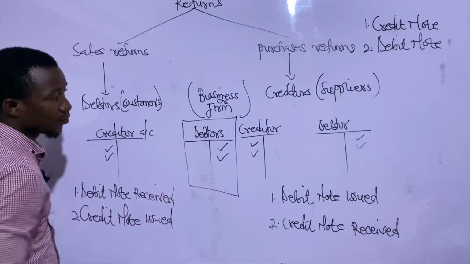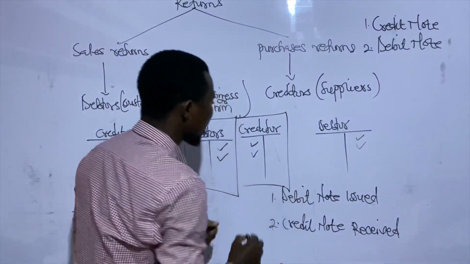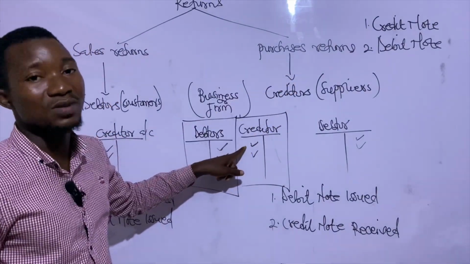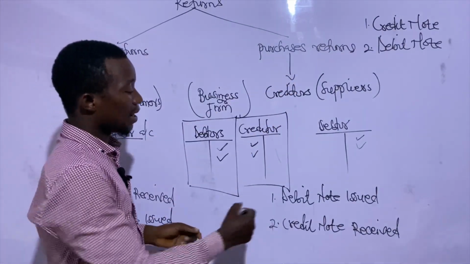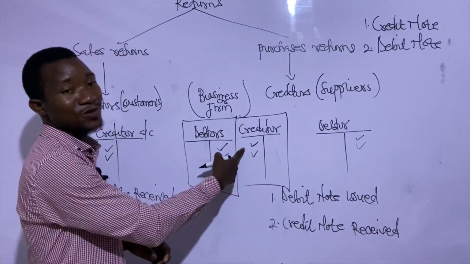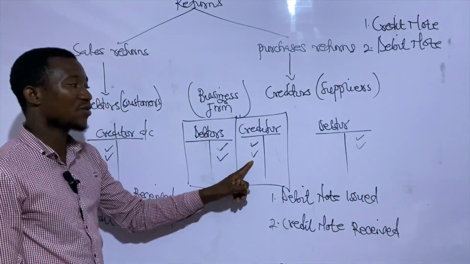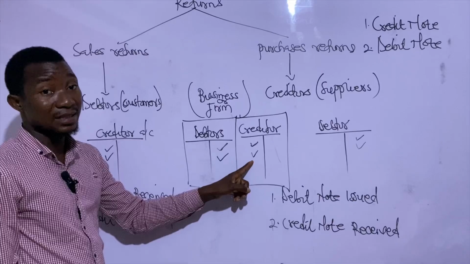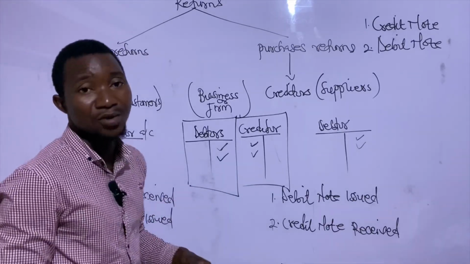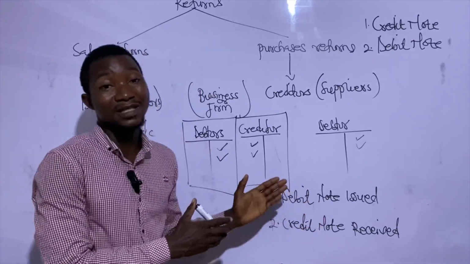Is this clear? But when we come to the creditors account, it is the purchases ledger control account or the total creditors account. So a debit note issued will be debited to purchases ledger control account, and then a credit note received will also be debited to the total creditors control account or purchases ledger control account. So this is what I want you to know. Is that okay? This normally confuses students. I hope you've gotten the concept.